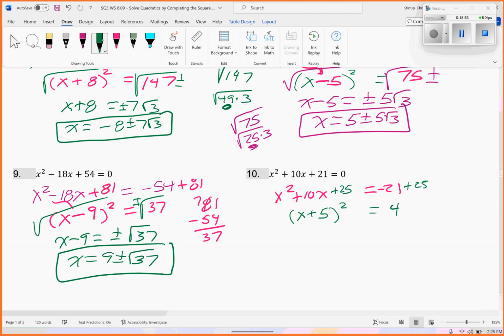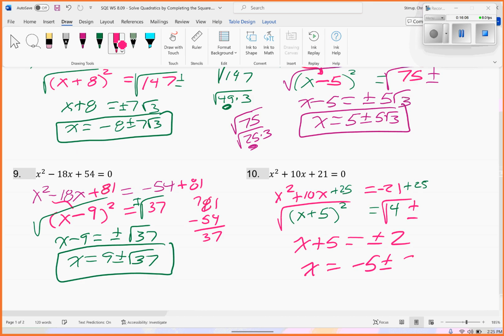Oh, this one's going to work out nice. Root. Don't forget the plus minus. What's special about root 4? Perfect squares. Square root of 4. So subtract 7. Should I leave it like that? Or is there a better answer? You're going to go negative 5 plus 2 is negative 3. Negative 5 minus 2 is negative 7.